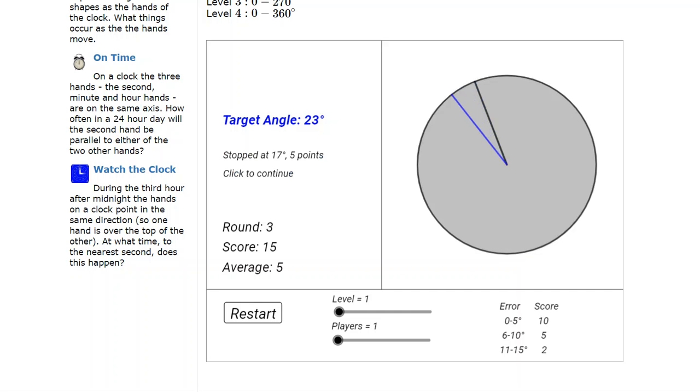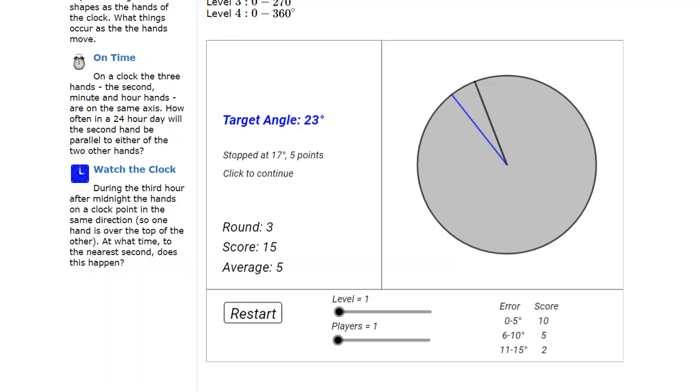Why am I scoring 10, 5 and 0? Well, that's down in this bottom right corner here. If I'm within 5 degrees of my target angle, including getting it exactly right, I'll score 10 points. If I'm out by 6 to 10 degrees, I'll score 5 points. That's what happened here, because the target angle was 23 degrees and I scored 17, which is 6 less. And if I'm out by 11 to 15 degrees, I'll score 2 points.